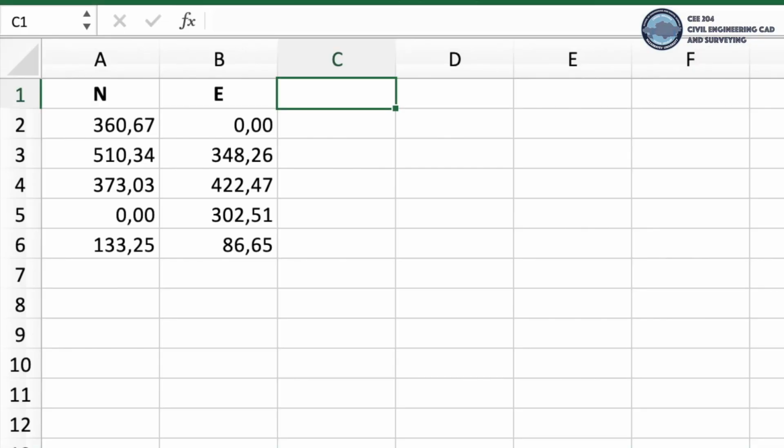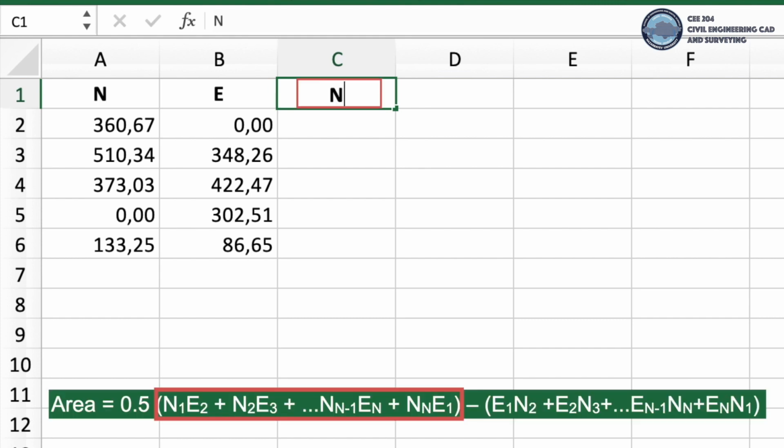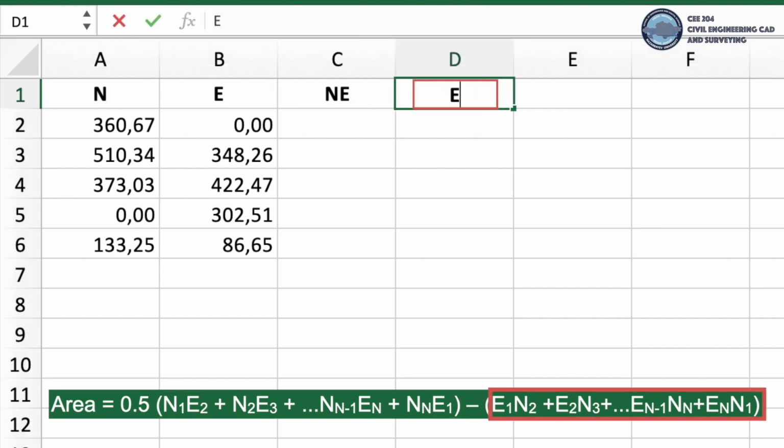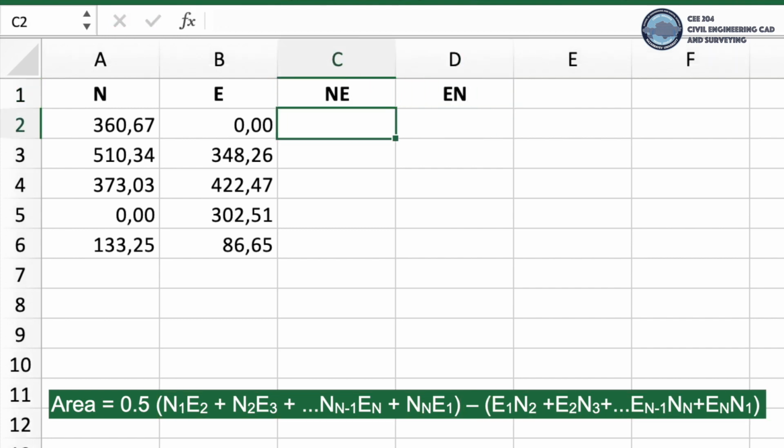Okay, for convenience we place north and east coordinates in two columns. Next, we will make a column north-east for the first bracket calculations and east-north for the second one. Now we multiply the first north coordinate by the second east coordinate.